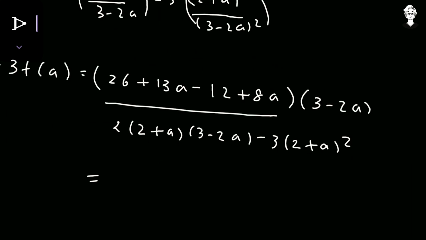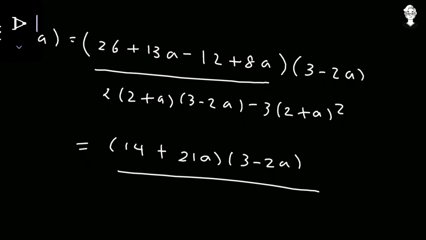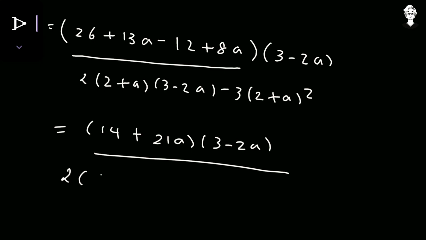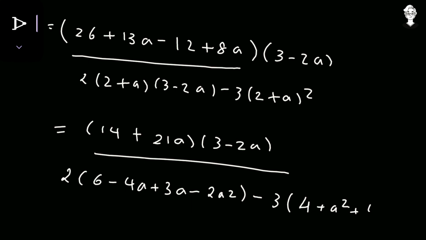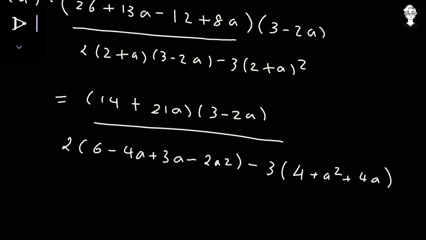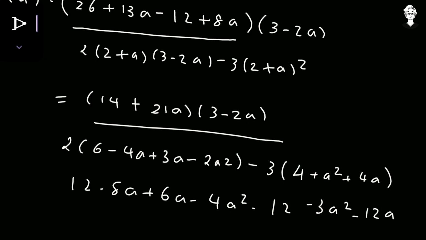So simplifying this thing, so 26 minus 12 is 14, 14 plus 13a plus 8a is 21 times a, and that is multiplied with (3 minus 2 times a), and in the denominator what we will have is 2 times (6 minus 4 times a plus 3 times a minus 2 times a square) minus 3 times. Now opening this with the identity, so 4 plus a square plus 4 times a. Now opening this with 2 and over there with 3, so 12 minus 8 times a plus 6 times a minus 4a square minus 12 minus 3 times a square and minus 12 times a.